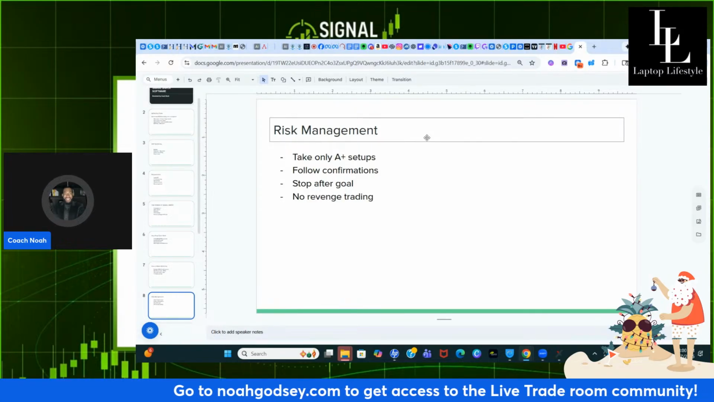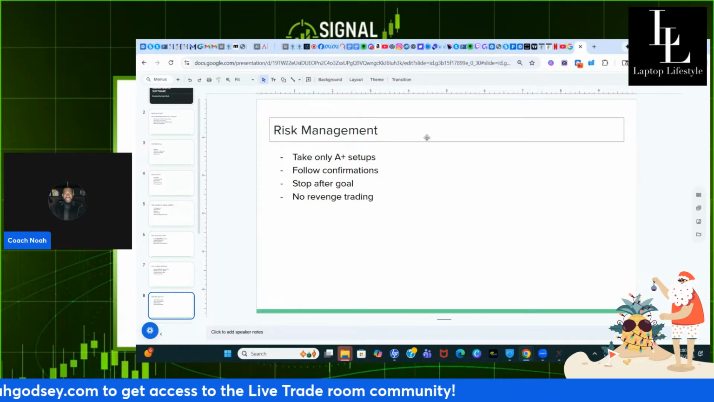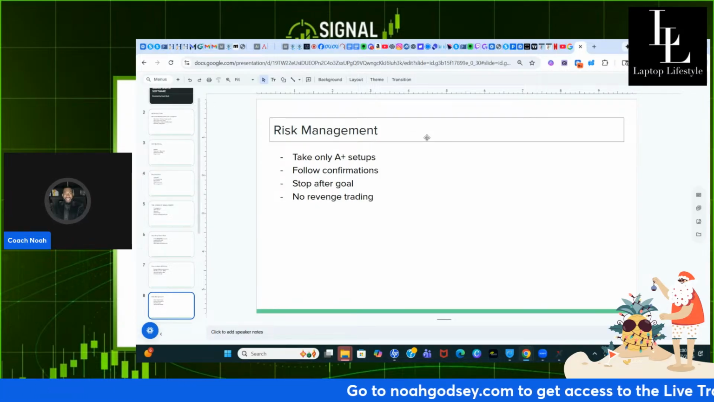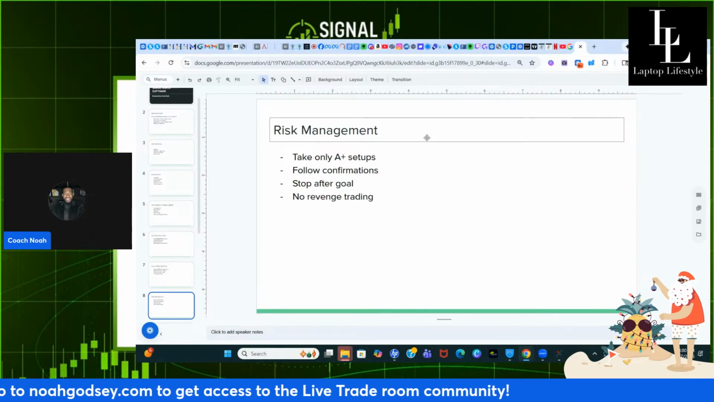And it's really psychological, right? It's really mental. What you want to do to make sure that you're using proper risk management is not over leverage. So on a $50,000 account, we're not taking more than 2 to 3 contracts at a time.